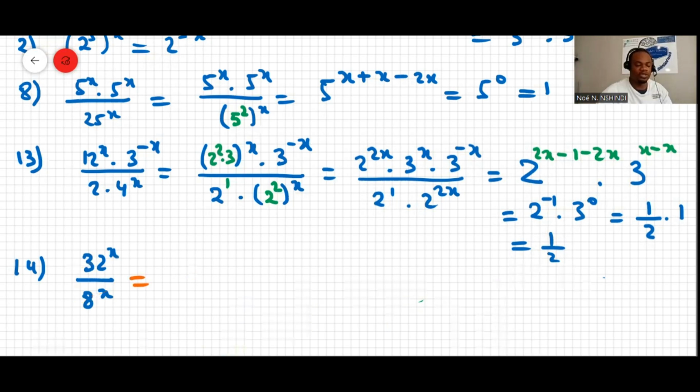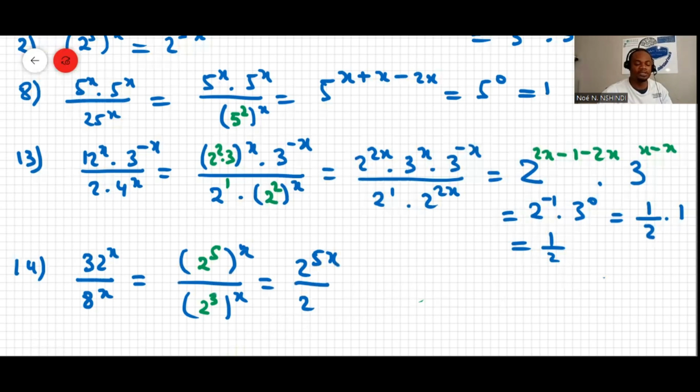What you're supposed to do here is to write 32 and 8 in terms of the prime factor. Because they're not prime numbers, 32 in prime factor is 2 to the power of 5, and 8 is 2 to the power of 3. Remember, you can use a calculator or draw the factor tree to reduce those numbers in terms of the prime factors. This will be 2 to the power of 5x over 2 to the power of 3x, and that makes 2 to the power of 5x minus 3x. This makes 2 to the power of 2x.